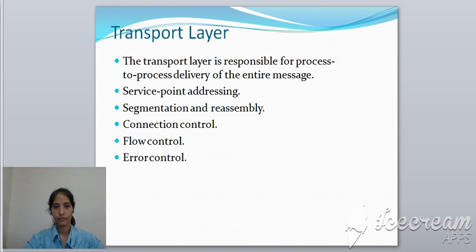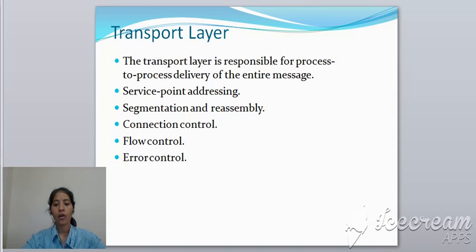The transport layer is responsible for process-to-process delivery of the entire message. A process is an application program running on a host, whereas the network layer oversees source-to-destination delivery of individual packets. It does not recognize any relationship between those packets. It treats each one independently, as though each piece belonged to a separate message, whether or not it is.